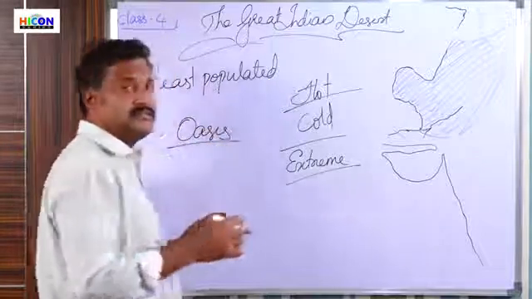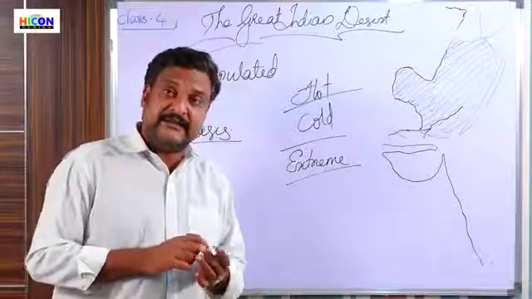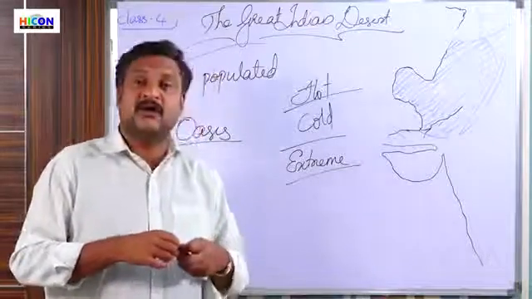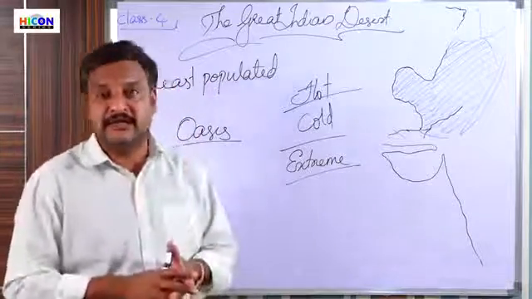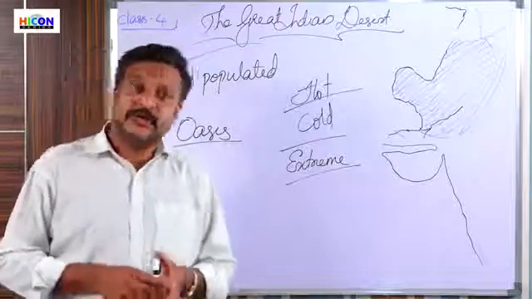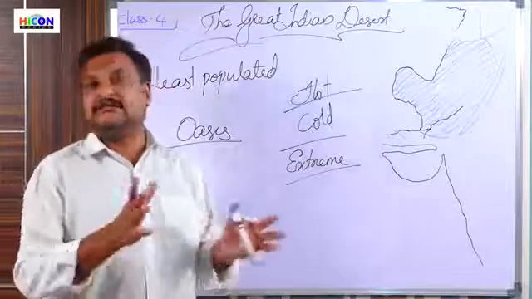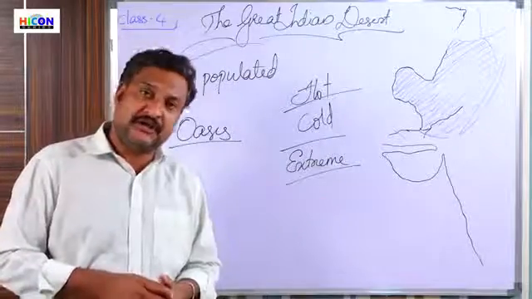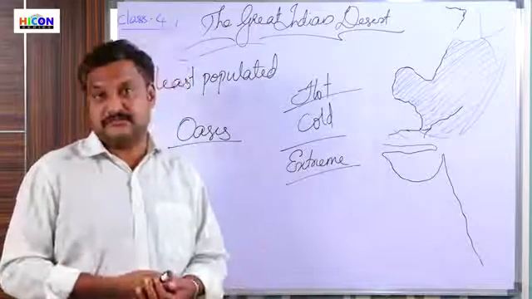So, what is an oasis? An oasis is a place or area in a desert where water is available. Even if there are some people who live in the desert, they will be living in this area. Which area? The oasis area. Because water is very essential.